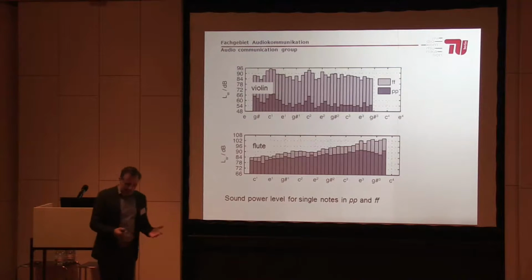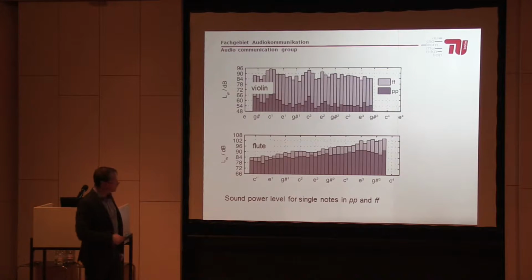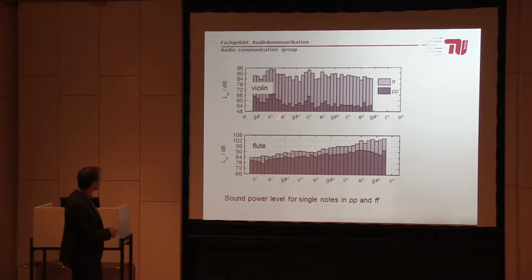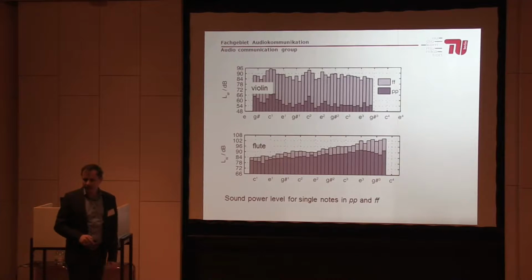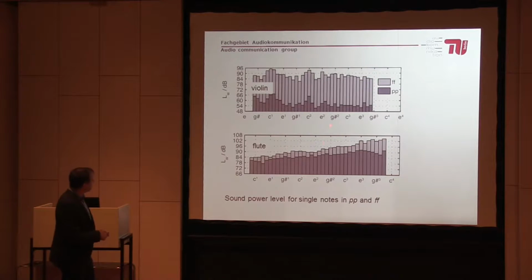So what we got then is, for the complete chromatic range of the instrument, a value for pianissimo and a value for fortissimo in sound power level. So here are two examples. What you see is that for some instruments the range between fortissimo and pianissimo is not very large. So for the flute in the low register, it's not more than 5 decibel difference. It increases a little with pitch. The range is much higher for the violin. And for string instruments in general, it's quite independent of pitch.